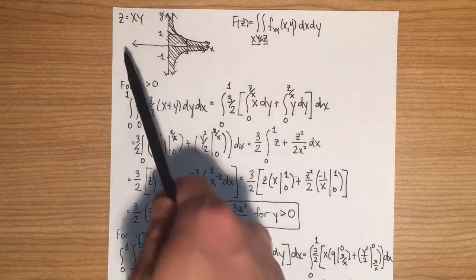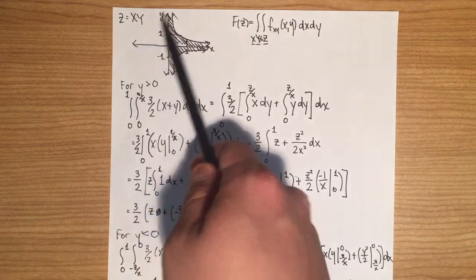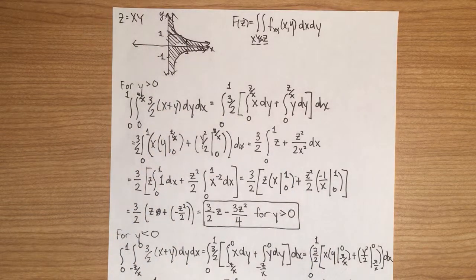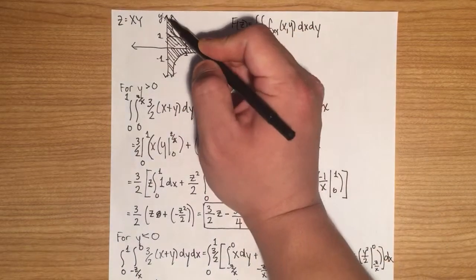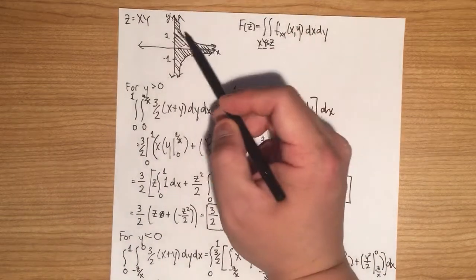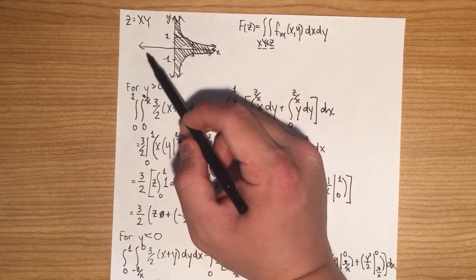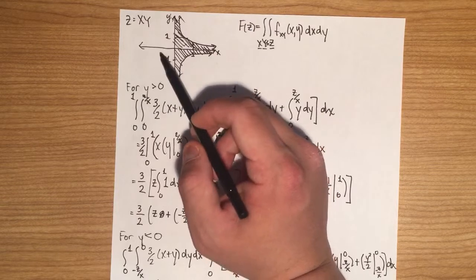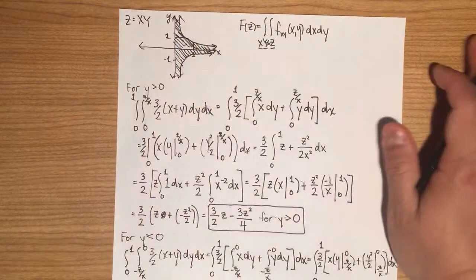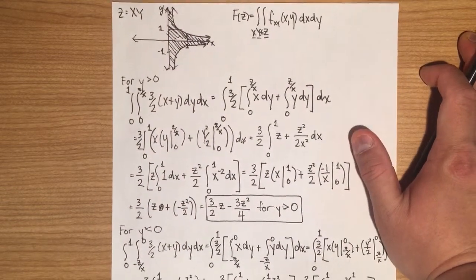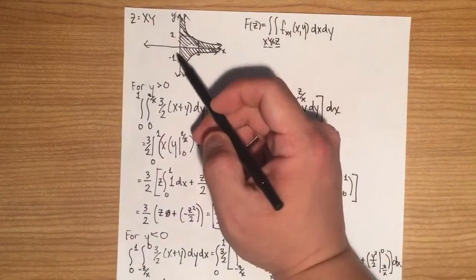So here I have z equals xy. A graph of z equaling xy would look like this. It would look like this curve over here, everything under it. We're trying to look for everything under it, and another curve over here. However, normally we're interested in what's from 0 to 1.